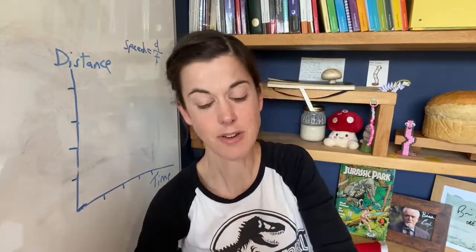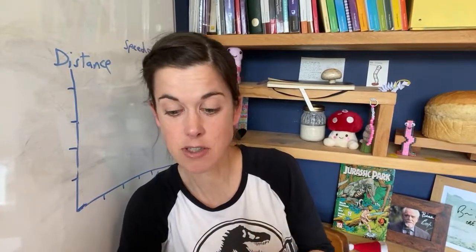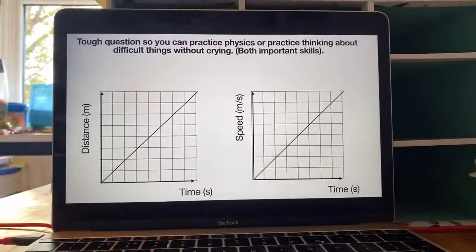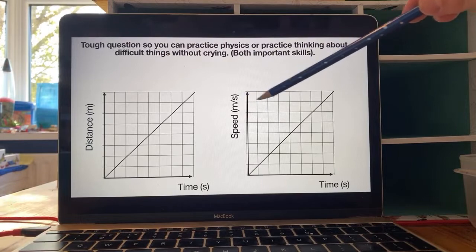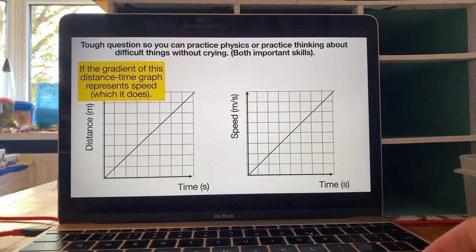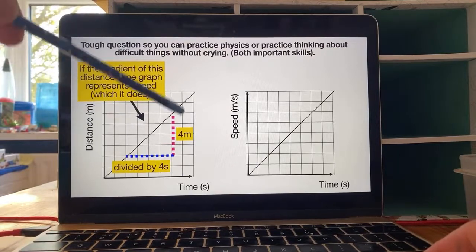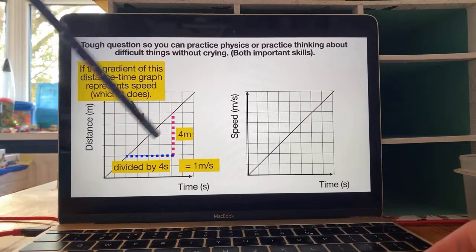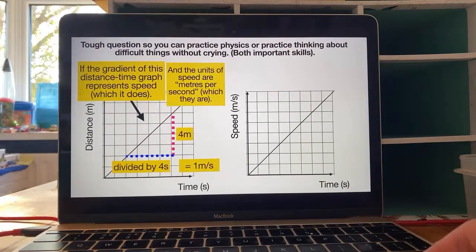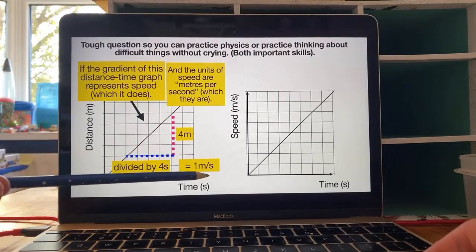Right. Here I've written a tough question so that you can practice physics, or practice thinking about difficult things without crying, which are both very important skills. Here we go. So you've got two graphs here, a distance time graph, meters and seconds, and a speed time graph, meters per second and seconds. If the gradient of this distance time graph represents speed, which it does, I'm showing you 4 meters divided by 4 seconds equals, for example, 1 meter per second. So 1 meter per second is the gradient of this graph, and it's the speed that the object was going at. And the units of speed are meters per second, which they are.